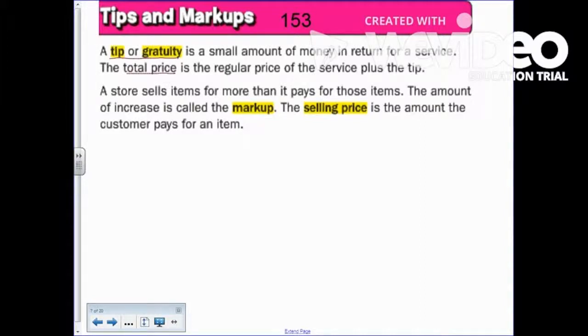The selling price is the amount the customer pays for an item. So after the store marks up the price, you come in and you buy it for more, and that is the selling price.